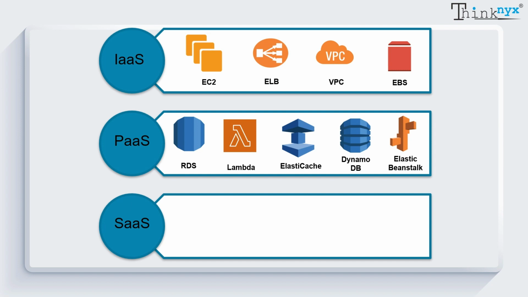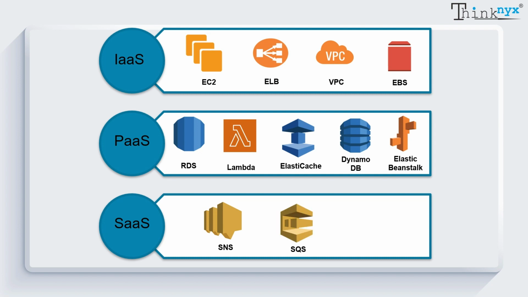Let's move into SaaS. SaaS, or software as a service, provides the entire software application over the internet. Examples of AWS SaaS services are SNS. Simple Notification Service is a fully managed service to deliver application-to-application notifications and to distribute application-to-person notifications with SMS texts, push notifications and email.